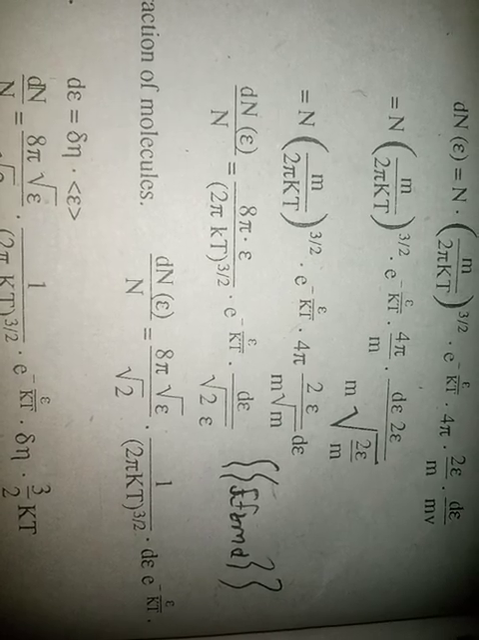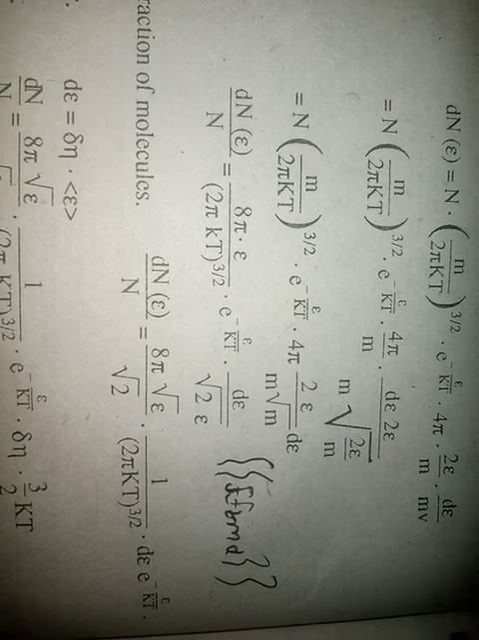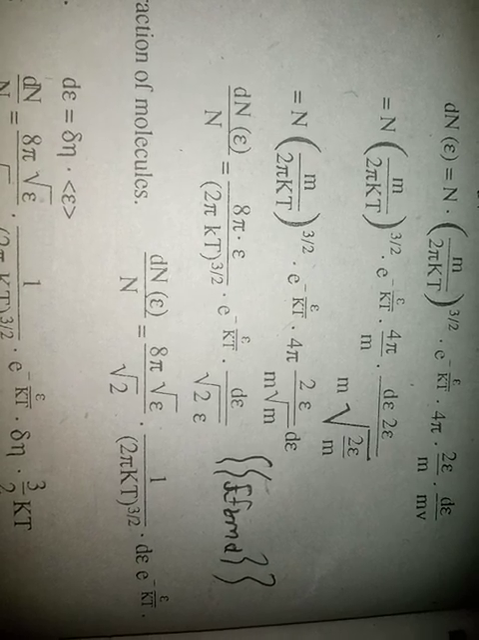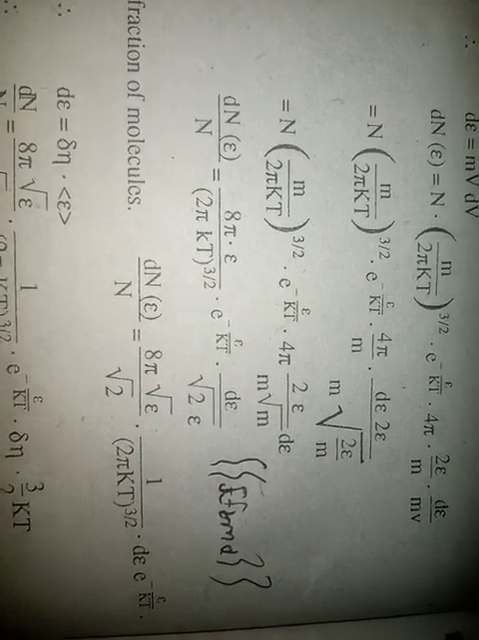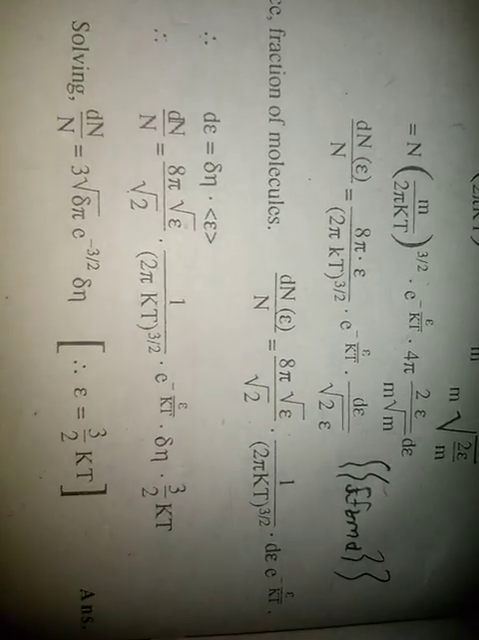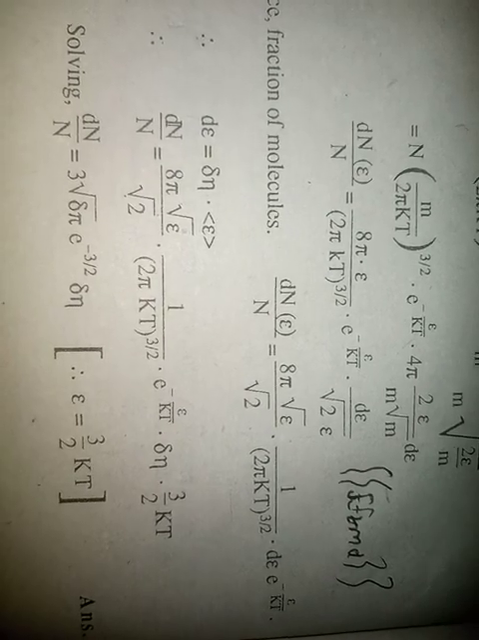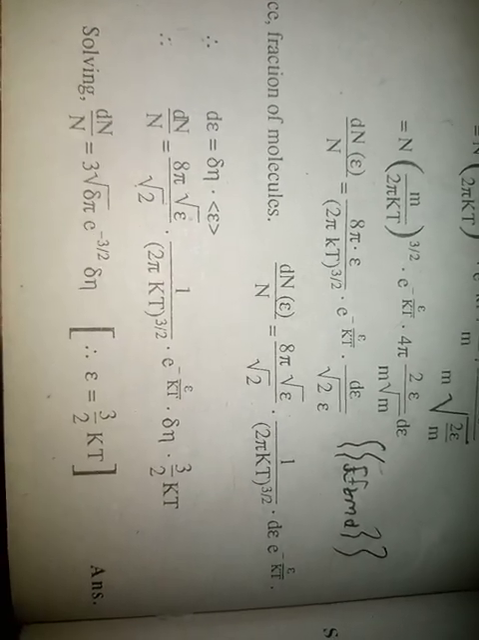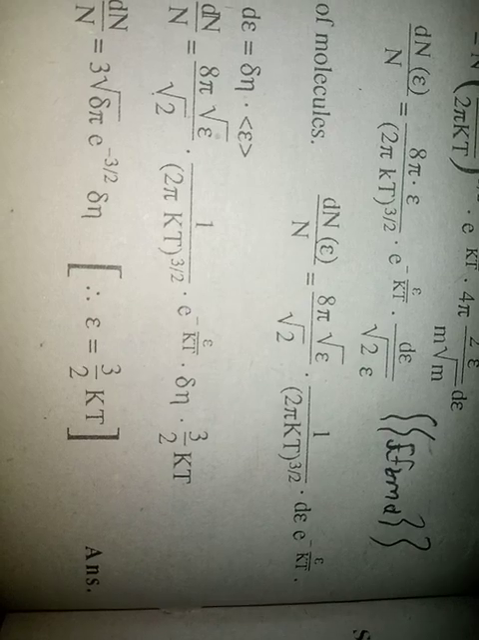dn_ε/n equals 8π ε/(2π (2πkT)^(3/2)) e^(-ε/kT) dε/√(2ε). Hence the fraction of molecules dn_ε/n equals 8π √ε/√2 × 1/(2πkT)^(3/2) × dε e^(-ε/kT).